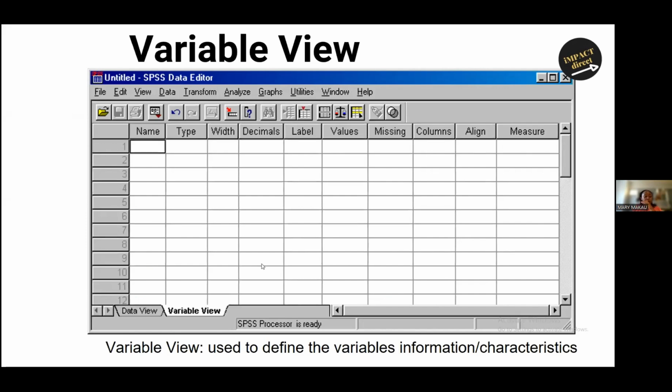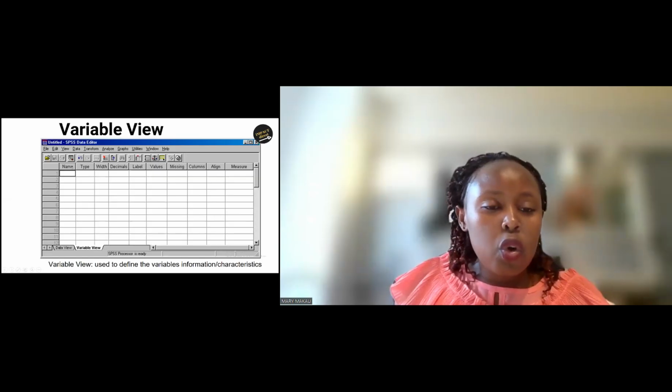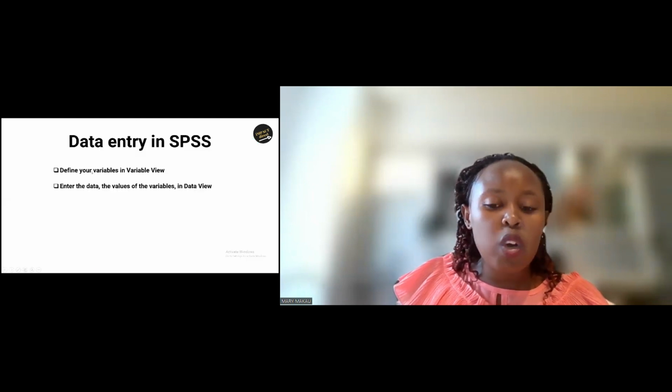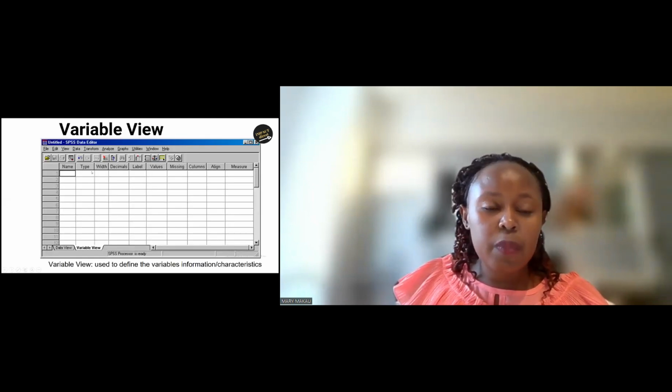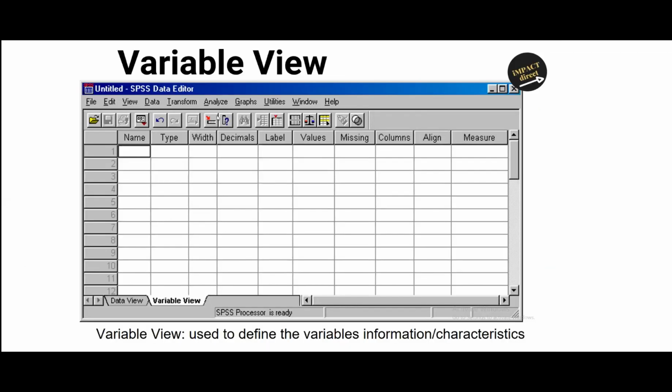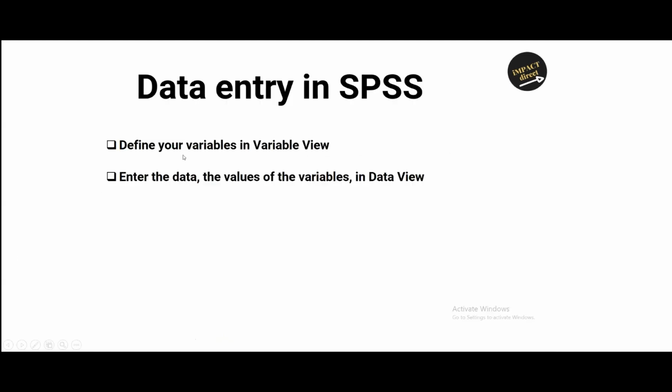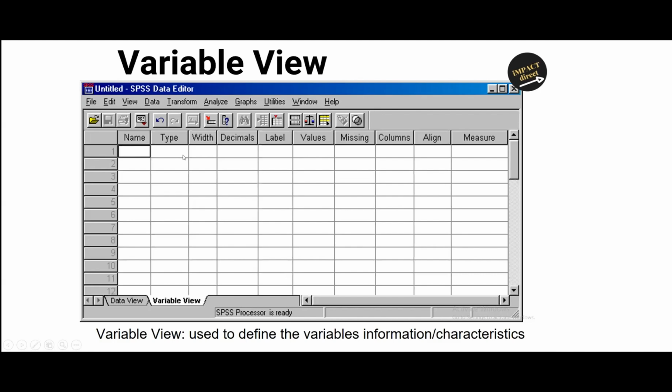Okay, now in the variable view, this is where we define our variables. We define the characteristics of the variables. For example, if our first variable was age, we are going to look at what type age is, as I'll be showing you. So this is how the variable view looks. You have to define all your variables into this variable view. How do you define your variables?